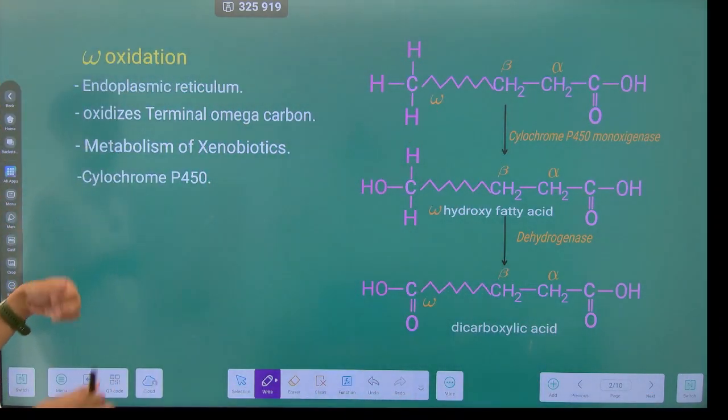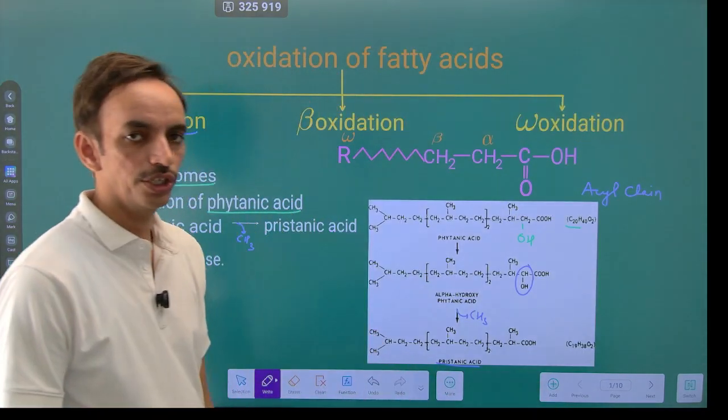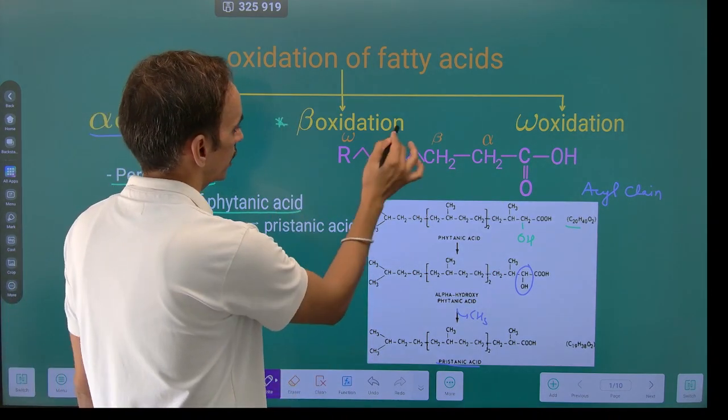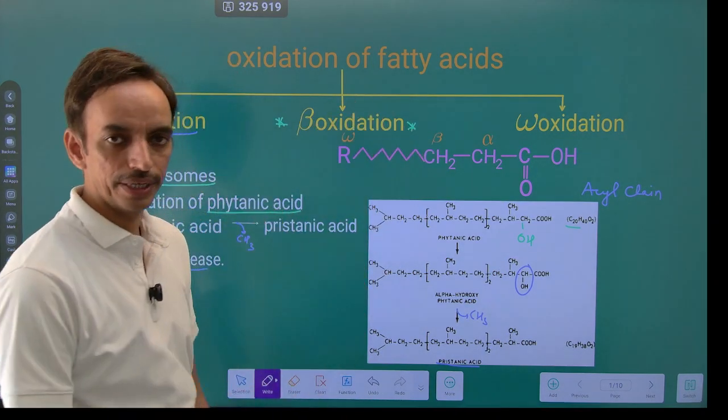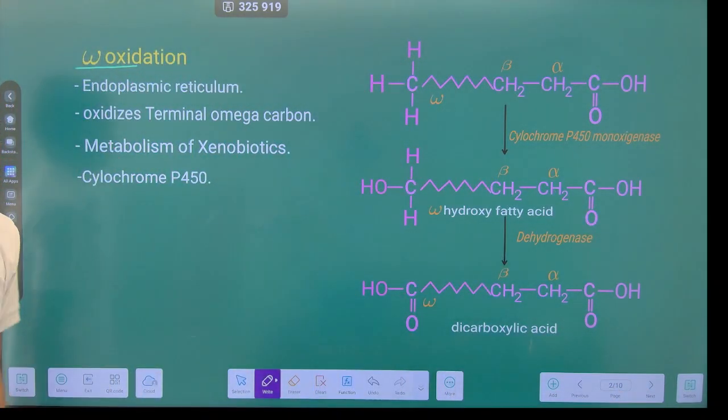Next is the omega oxidation. We are taking omega over here because the major type of oxidation in both plants and animals is beta oxidation, which we will discuss in detail. So first we are taking the omega oxidation.